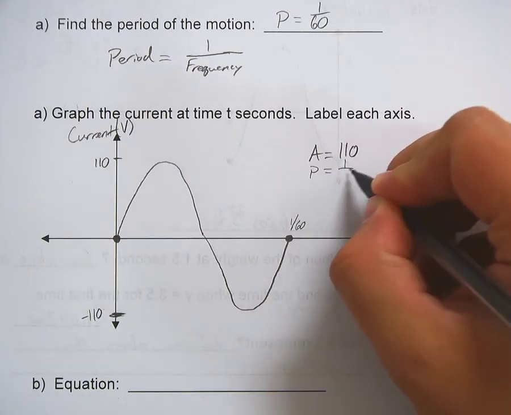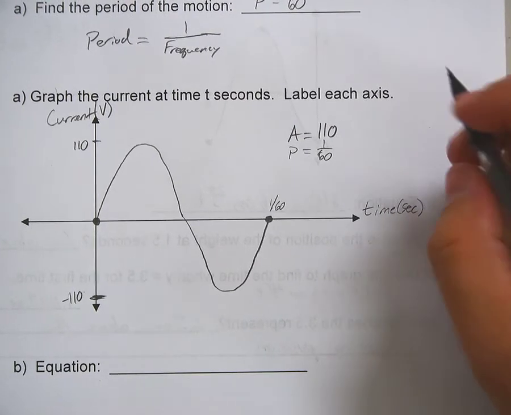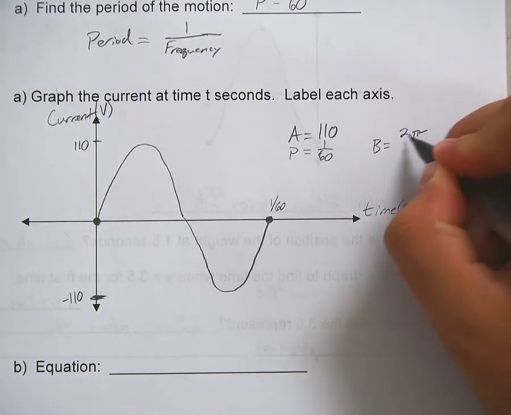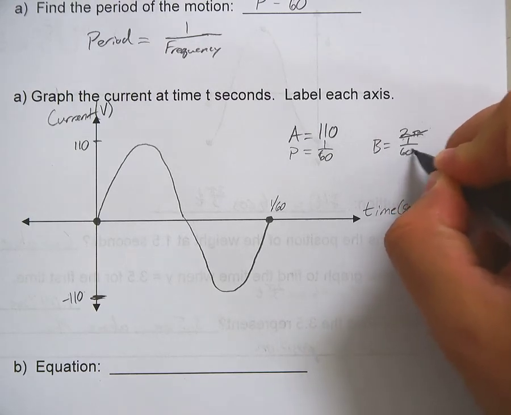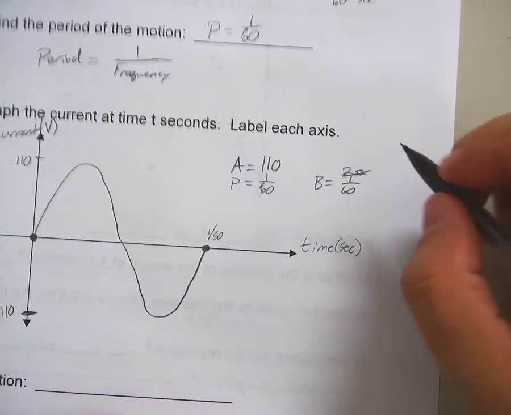Period is 1/60. So that's going to make your B value 2 pi over 1/60, which is multiplied by 60, 120 pi.